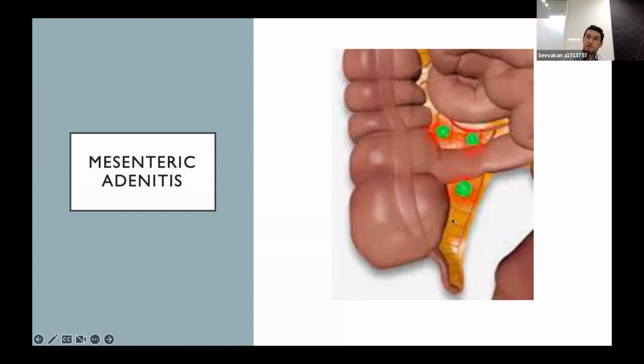Now, this kind of demonstrates a node in the mesoappendix all the time. The majority of the time, there are actually just nodes in the greater mesentery of the small intestine and not in the mesoappendix, which is this kind of fatty triangle here.